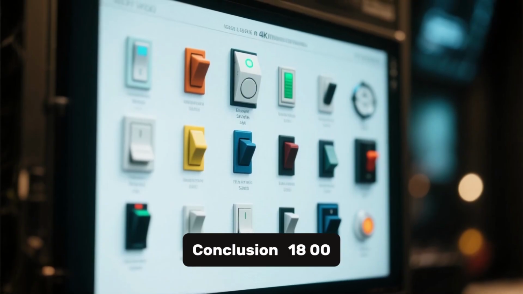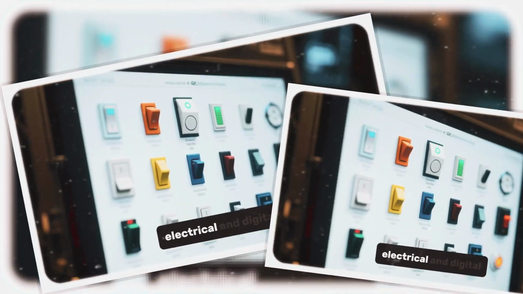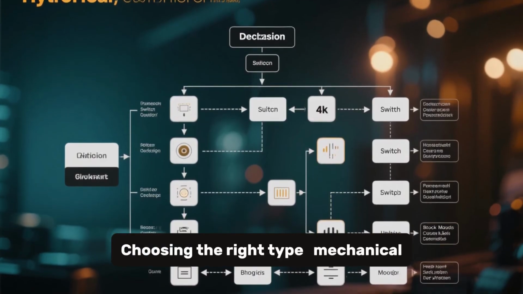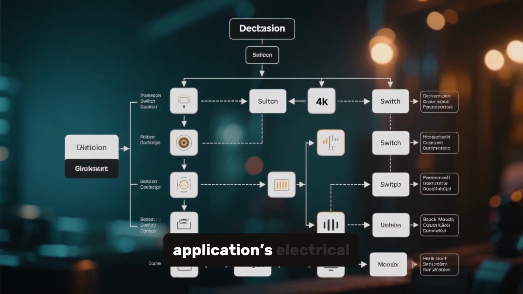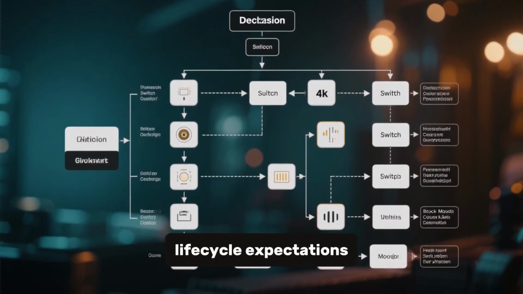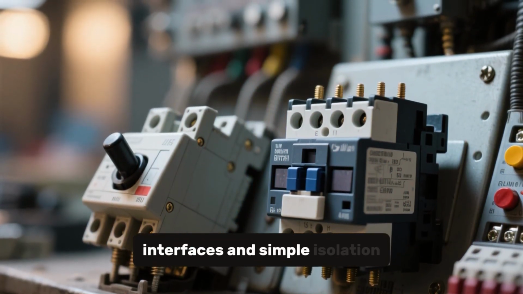Conclusion: switches are deceptively simple, yet fundamental components across electrical and digital systems. Choosing the right type, mechanical, electromechanical, solid-state, or network switch, depends on the application's electrical characteristics, environmental needs, life cycle expectations, and safety requirements. In short, use mechanical switches for human interfaces and simple isolation.